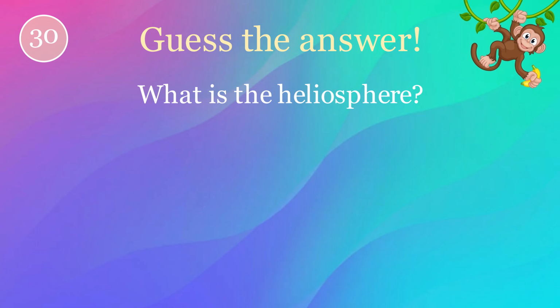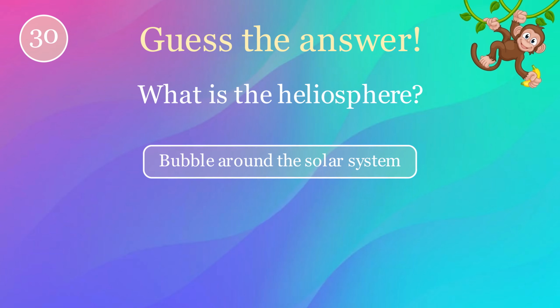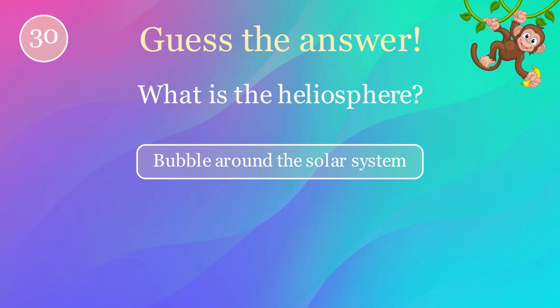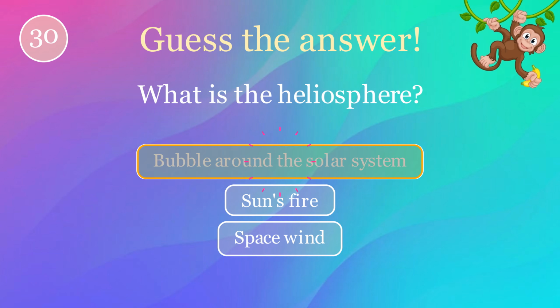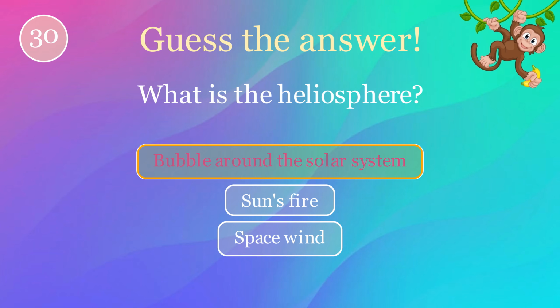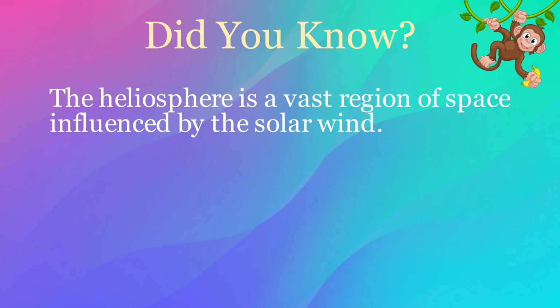What is the heliosphere? Bubble around the solar system. Sun's fire. Space wind. The correct answer is bubble around the solar system. Here's an interesting fact. The heliosphere is a vast region of space influenced by the solar wind.